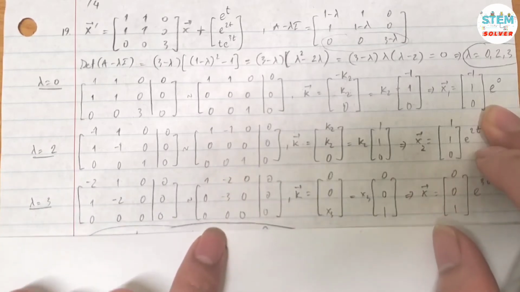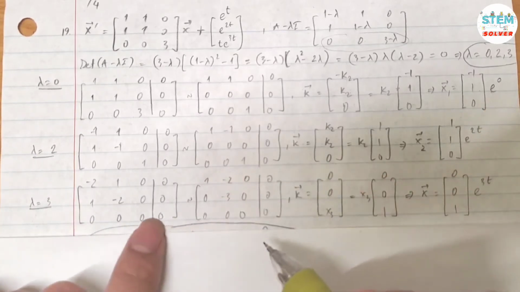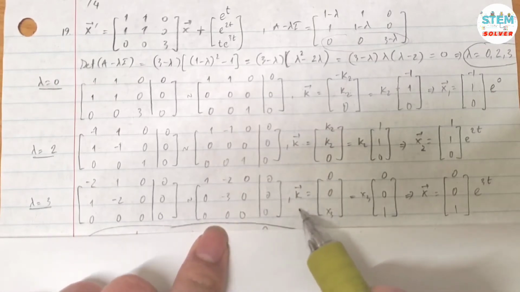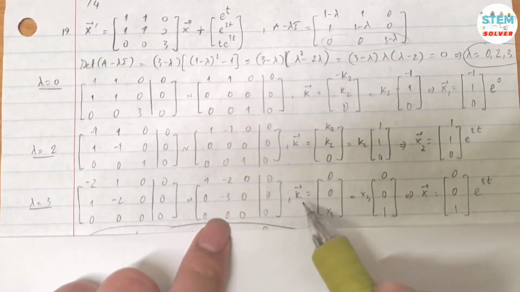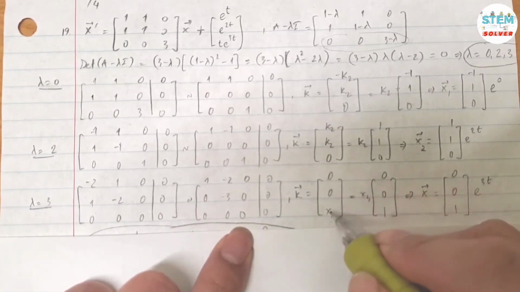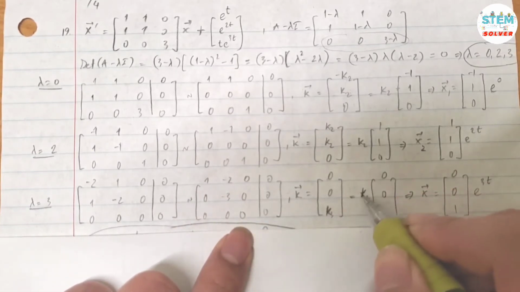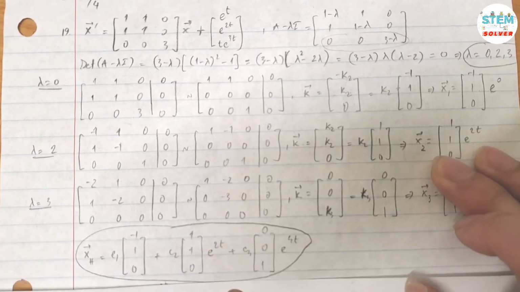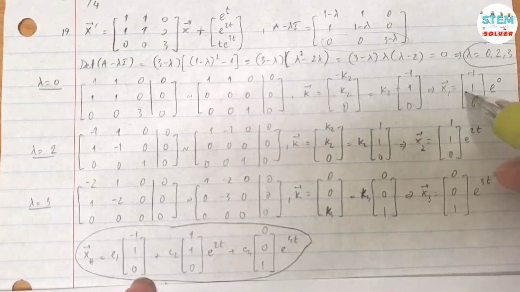Now for lambda equals 3, plug it into A minus lambda I, augmented with 0, reduced to the base matrix. You will have a vector k of 0, 0, k3. Then if I pull out k3, I will get 0, 0, 1. Then my vector x3 is 0, 0, 1 times e to the 3t. Then my homogeneous solution is equal to c1 times vector x1 plus c2 times vector x2 plus c3 times vector x3. That is your homogeneous part.